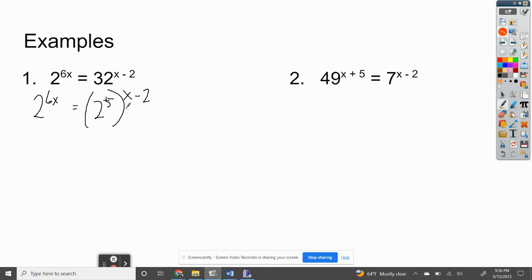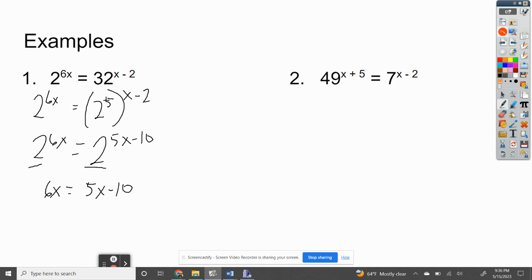All right, and then we've got some simplifying to do here. We've got a power to a power on the right side. So we're going to go ahead and change that. And we're going to distribute that 5 in. So that's 5x minus 10. All right, and now we have the same base on both sides. So we can go ahead and set the exponents on both sides equal to each other. So we got 6x is equal to 5x minus 10.